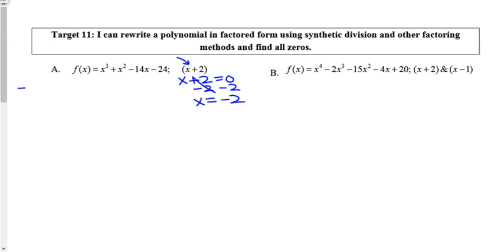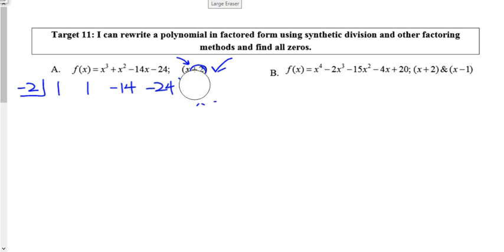So I'm going to put negative 2 in my box, and then I'm going to list all of my leading coefficients. If you don't want to do this math off to the side here, if you can just remember that it's always going to be the opposite sign of whatever is in the parentheses, it'll make your life easier. So I have 1, another 1, negative 14, and then negative 24. Getting a little cramped there. I'm just going to erase it.